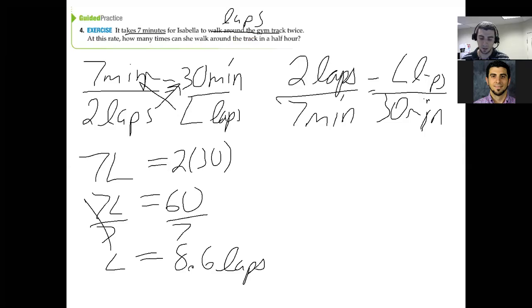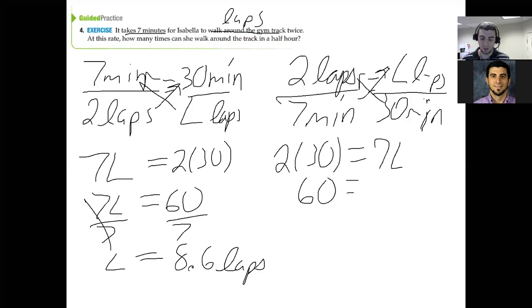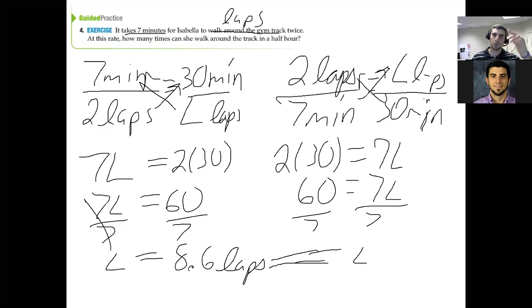That's an I. And then you take the cross product there. So 2 times 30 equals 7L. 60 equals 7L, divide by 7. You get L equals... put a long equal sign because you get the same thing. Okay, it doesn't matter which way you set it up, again, just as long as you set up both fractions the same way. Okie doke.